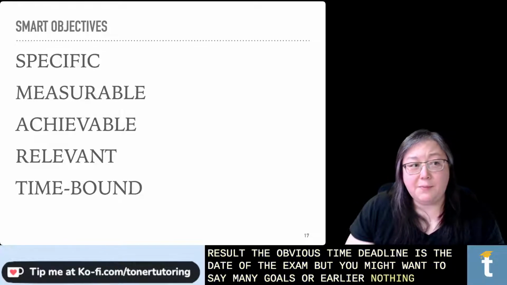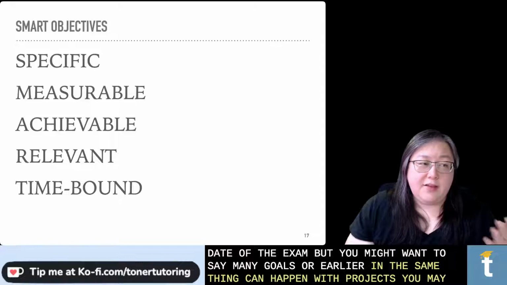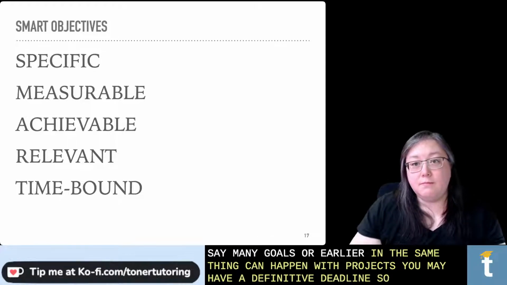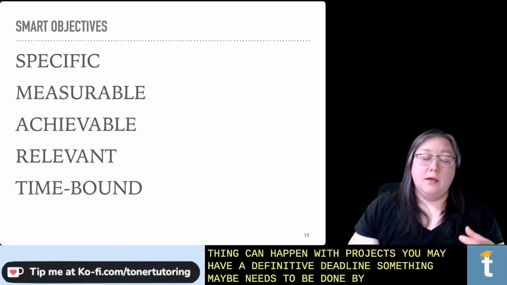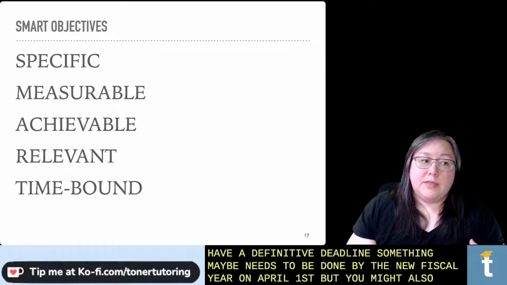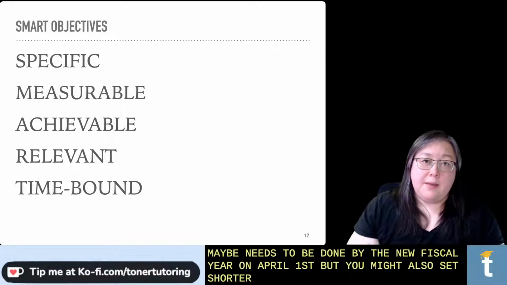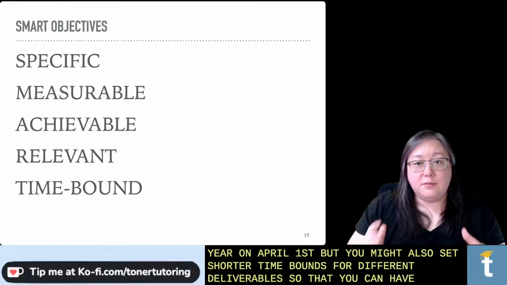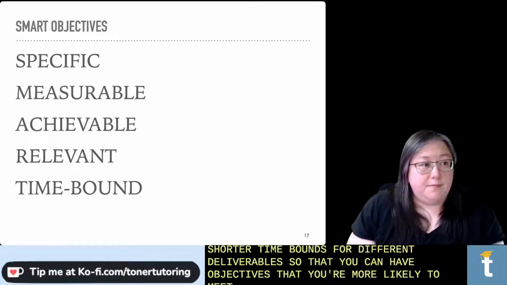And the same thing can happen with projects. You may have a definitive deadline. Something maybe needs to be done by the new fiscal year on April 1st. But you might also set shorter time bounds for different deliverables so that you can have objectives that you're more likely to meet.